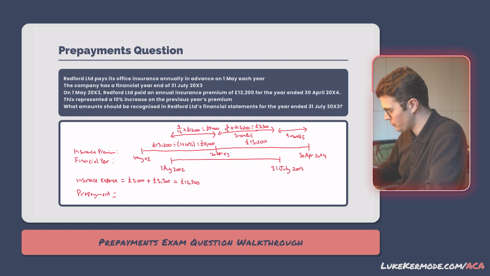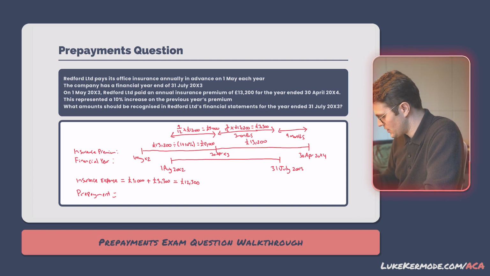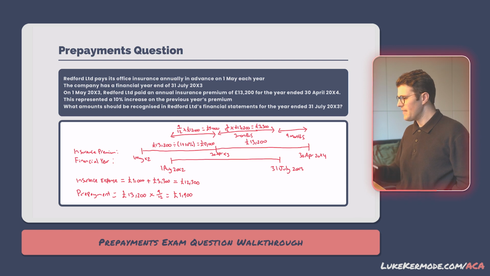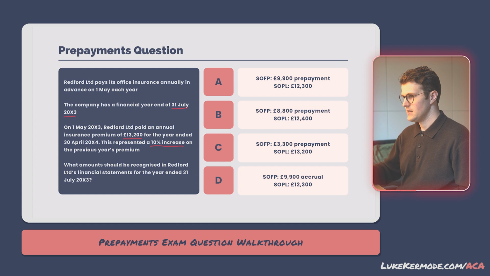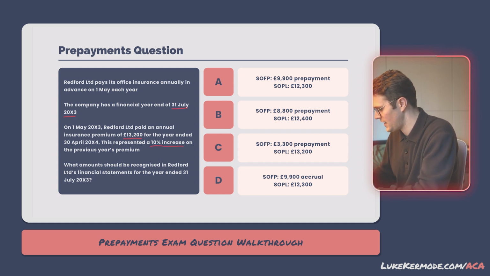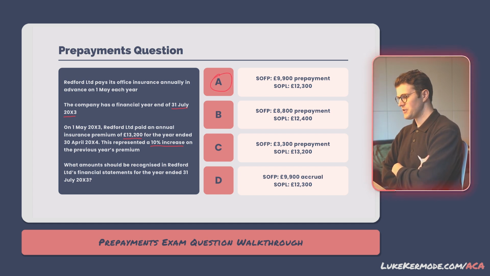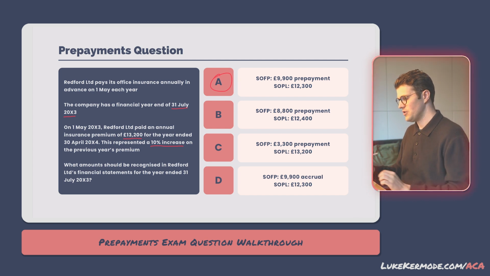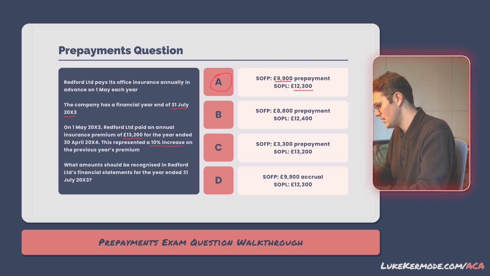So to calculate the value of the prepayment, we take the total 12-month insurance premium amount of 13,200 and we multiply that by 9/12, which equals £9,900. And that's the amount we need to recognise in our statement of financial position as an asset. So the correct answer here is option A. £9,900 is recognised as a prepayment and £12,300 is charged to the income statement as an expense.